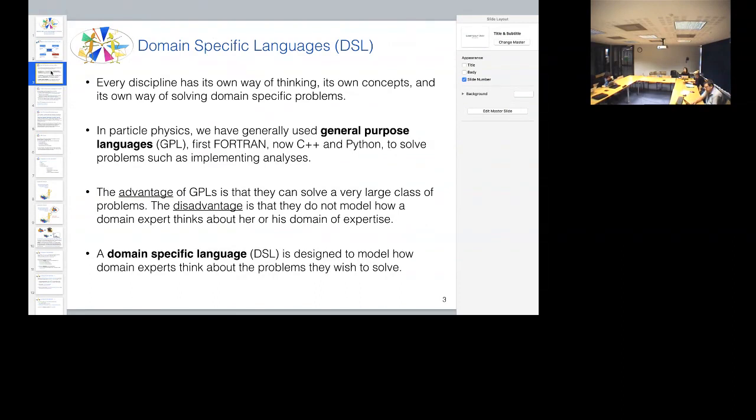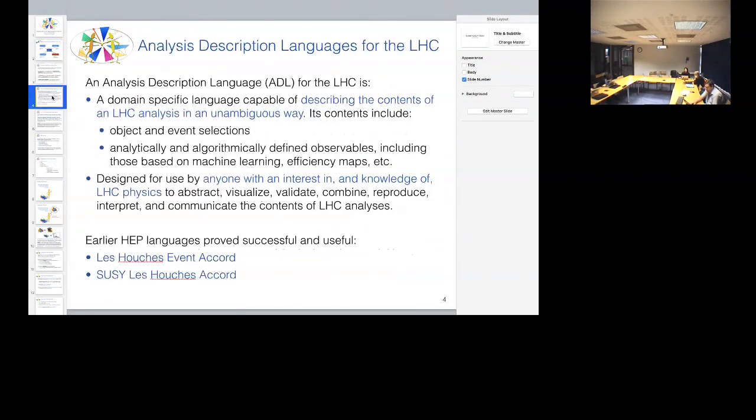The disadvantage is that such languages do not model how we think about our field and how we do analyses. They're not designed for that purpose. They are all general purpose. And so in many domains, people have invented somewhat limited languages called domain-specific languages, which are designed to model how the domain expert thinks about her or his field and how the problems in that field are solved.